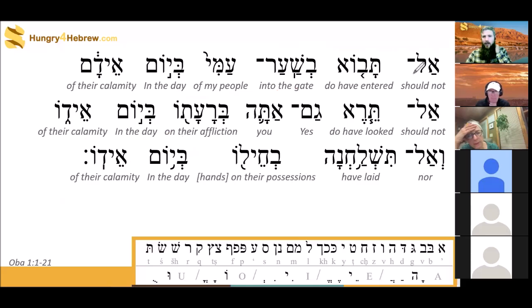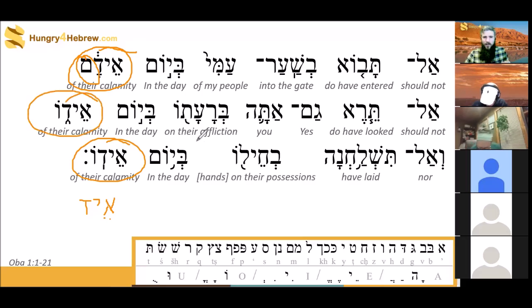Too bad. Al tavo v'sha'ar ami. Don't enter, or you shouldn't have entered, into the gate of my people. B'yom edam. What is the root of edam? Is it id? Yeah. Then the suffix says it belongs to them. So this word id is not a terribly common word, but it means calamity: on the day of their calamity. And then it shows up three times here.